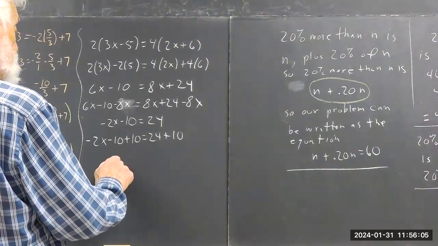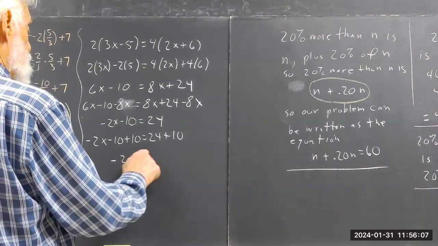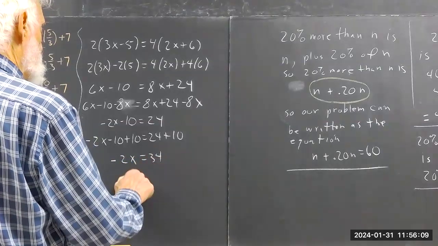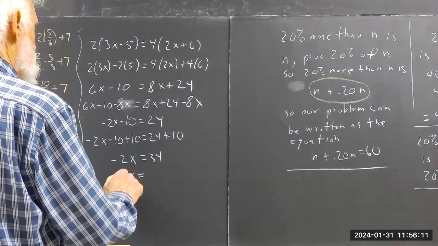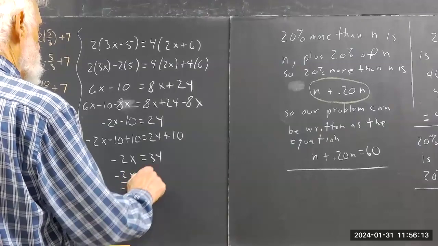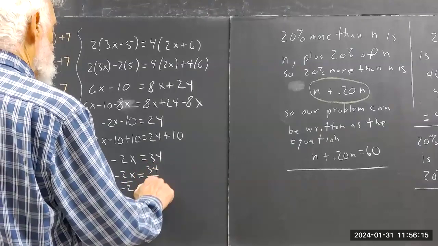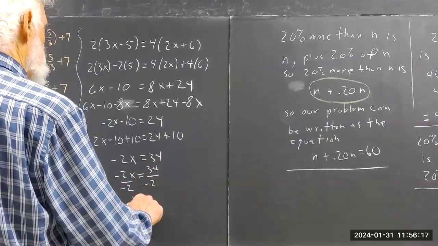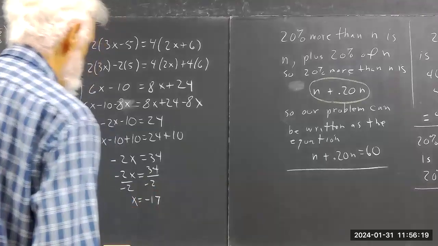In any case, we get negative 2x equals 34. X equals, well, negative 2x over negative 2 equals 34 over negative 2. X equals negative 17.